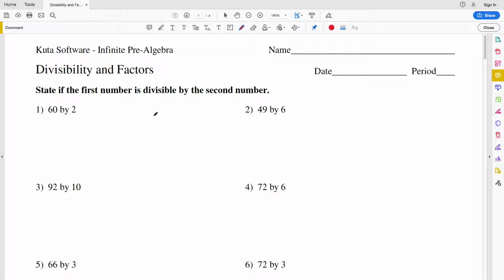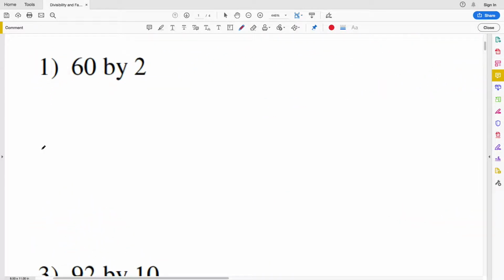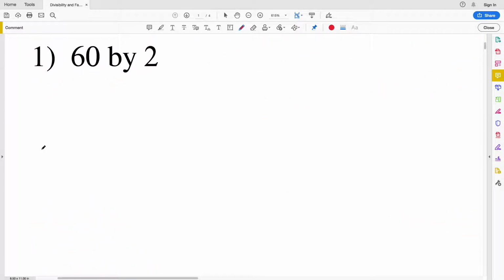For this first section, we're going to state if the first number is divisible by the second number. So let's jump into number 1. In number 1, it says, is 60, the first number, divisible by 2, the second number?